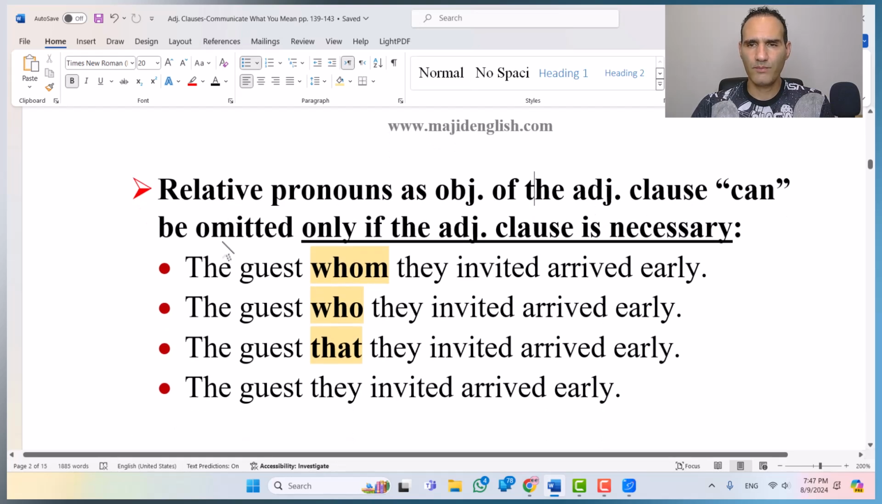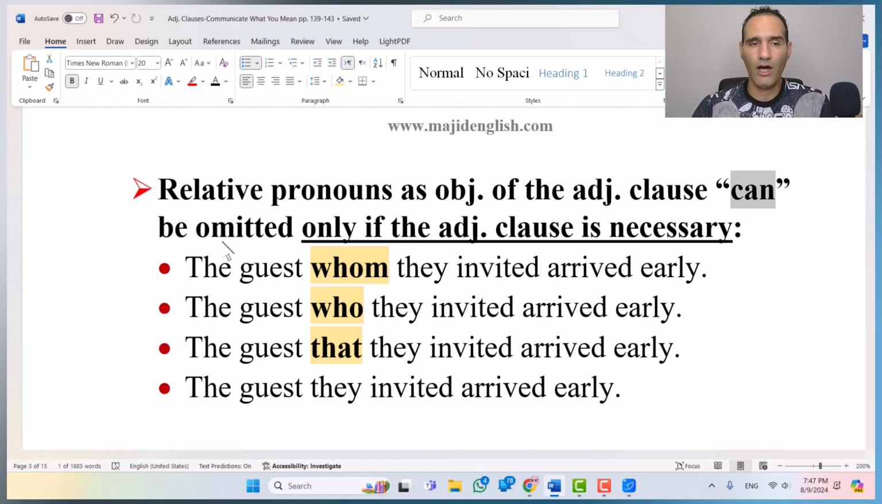If it is the relative pronoun as object of the adjective clause, you can, and it's not a necessity, omit it, but please be careful. It can be omitted if the adjective clause is necessary. So the guest whom they invited, who they invited, or that they invited, all of them correct, with reducing levels of formality. The guest they invited, no relative pronoun. All of them are correct. This one is the most formal one, and the last one is the least formal one.